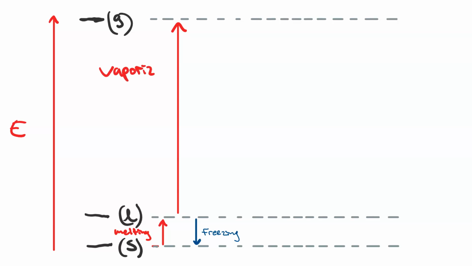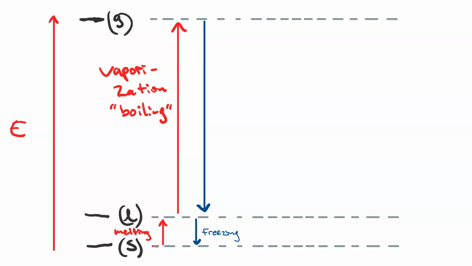We're going to call that vaporization, commonly known as boiling. On the other hand, if we're going from a gas to a liquid, we're going to call that condensation. So a blue arrow. And the amount of energy or heat that is lost during condensation is the same as the amount of heat that is gained during vaporization. Hence, the arrows are the same size, but they're pointing in different directions.